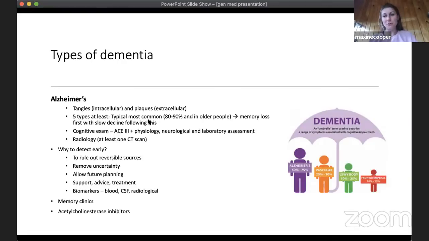So Alzheimer's, I'm sure you've all heard about, it's commonly talked about. You get these tangles and plaques, and there's lots of different types, but the most common is this typical type, at 80 to 90%, where you're getting that in older people, and it starts with memory loss, and you get the slow decline following this. Really important to do cognitive exams. So I mentioned the ASA, and then laboratory assessment, at least a CT scan, to make sure there's no actual structural cause. And then things such as memory clinics and acetylcholinesterase inhibitors can be useful as well.